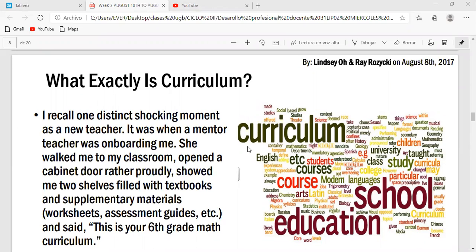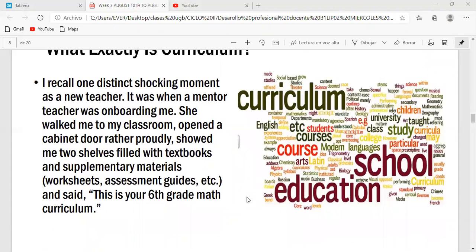Yes. Okay. What exactly is curriculum? I recall one distinct shocking moment as a new teacher. It was when a mentor teacher was onboarding me. She walked me to my classroom, opened a cabinet door rather proudly, showed me two shelves filled with textbooks and supplementary materials, worksheets, assignment guides, and said, "This is your sixth grade math curriculum."